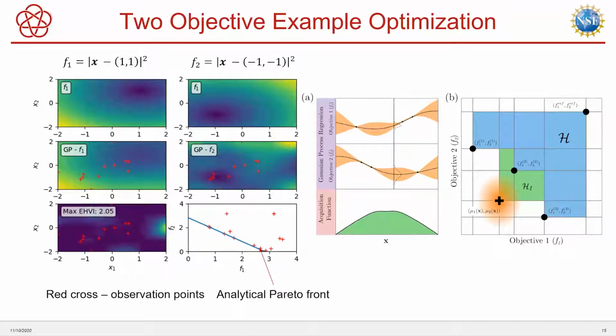And on the bottom right, I'm plotting each of my observations in the 2D objective space. What we see is that by just making new observations where the maxima of our acquisition function are, we slowly but surely start to observe points that lie on the analytical Pareto front, which is given by the blue line, which also happens to be the line between the centers of each of my ground truth minima.